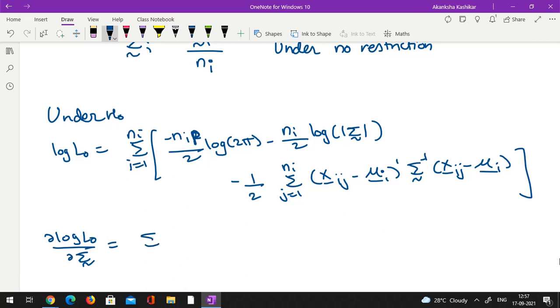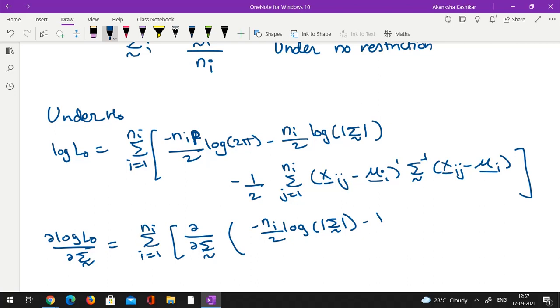First would go, of course, but I would have sum over i going from 1 to ni. Now the sum would remain, and then I have to worry about the derivative with respect to sigma of minus ni by 2 log of sigma, minus half sum over j going from 1 to ni of (xij minus mu i)' sigma inverse (xij minus mu i). Okay, square bracket also closed.